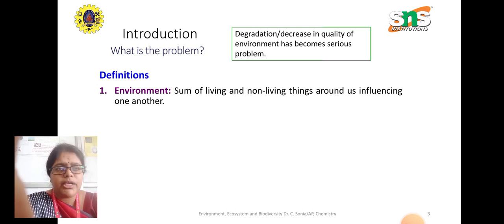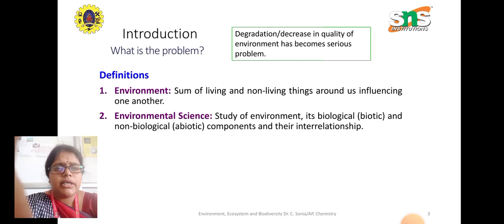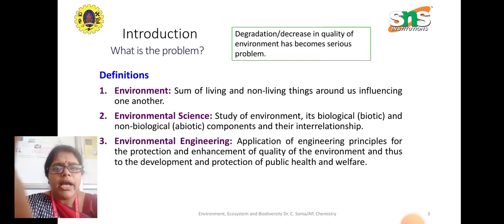Environment: the sum of living and non-living things around us, influencing one another. Environmental science: the study of the environment, its biological and non-biological components. Biological is called biotic and non-biological is called abiotic components, and their interrelationship. Environmental engineering: the application of engineering principles for the protection and enhancement of the quality of the environment, and thus for the development and protection of public health and welfare.